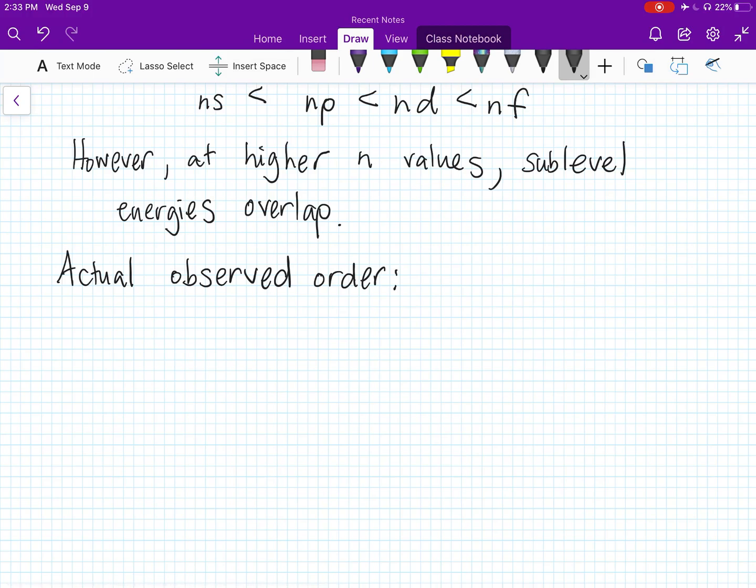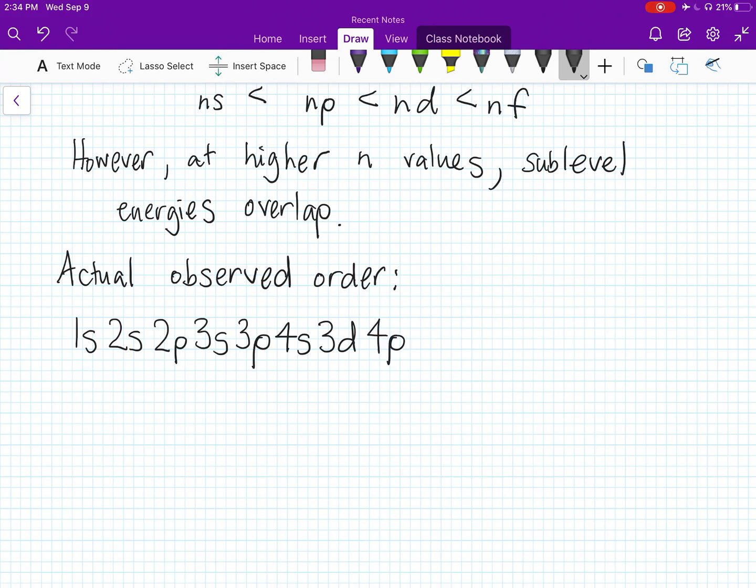So in atoms, electrons will fill the 1s orbital first, followed by the 2s, followed by the 2p, followed by the 3s, followed by the 3p. Everything is as expected so far. Here's where the first inversion occurs. 4s fills before 3d. Now, you would think that every orbital in a lower n value would fill before you get to the next n value, but clearly that's not true. We have this inversion here.